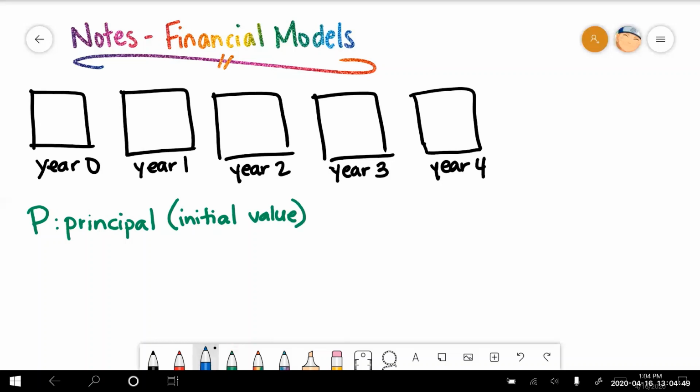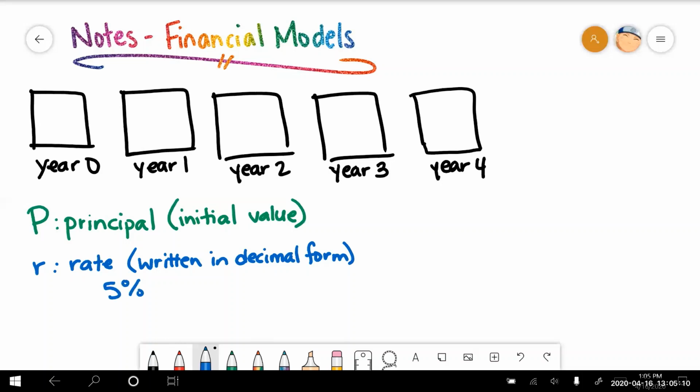All right, banks also include an R for the rate, and just so that we're all on the same page, rate is usually written in its decimal form, not as a percent. Okay, so in other words, if I've got 5%, I'm actually going to use 0.05.